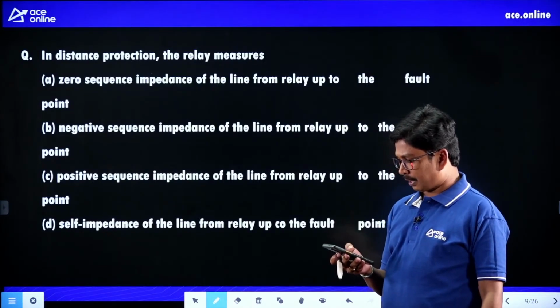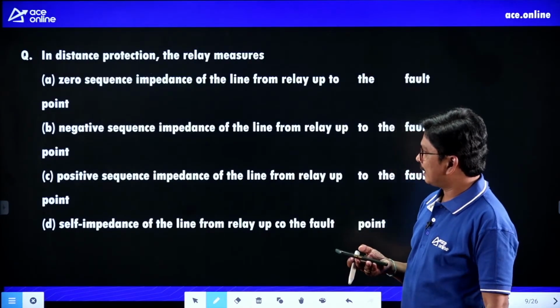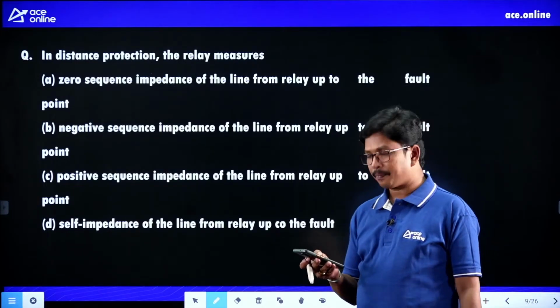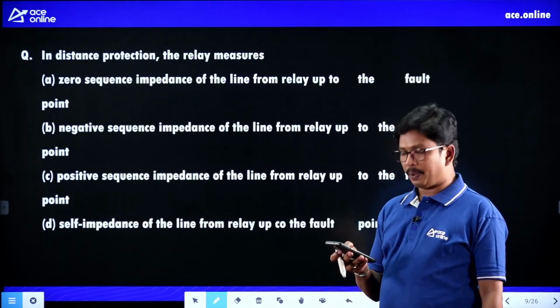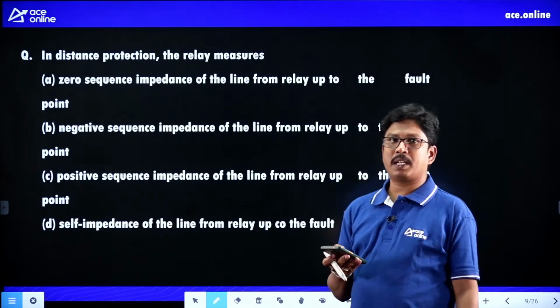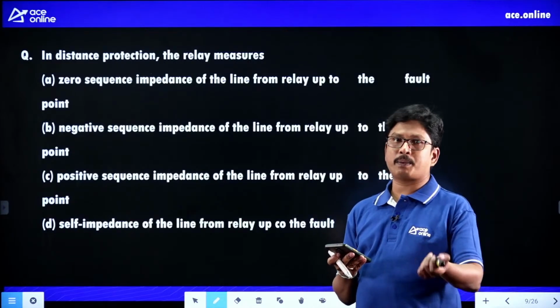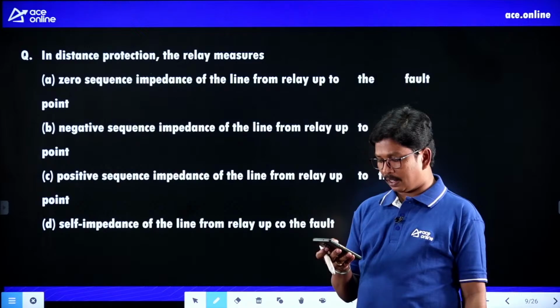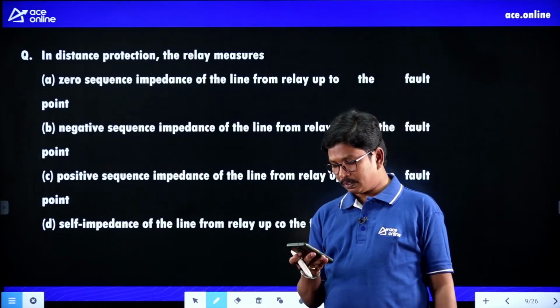Very good. Option C. You are saying that it is the positive sequence impedance of the line from the relay up to the fault point. Very good. Yes, right. In the case of distance relays, we have to set the impedance of the relay. So the preset value of the impedance, very good Aravind, Ashwini Miryala, right.